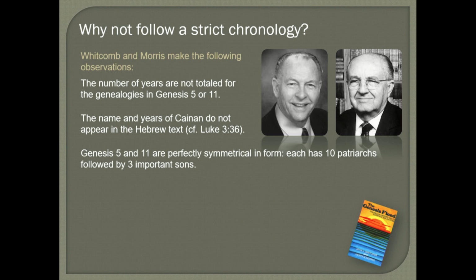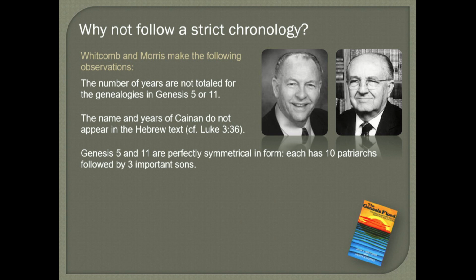Genesis 5 and 11 are perfectly symmetrical in form. Each has 10 patriarchs, followed by 3 important sons. That may be a hint that these are representative and not intended to be a closed genealogy, the fact that 10 are picked out.